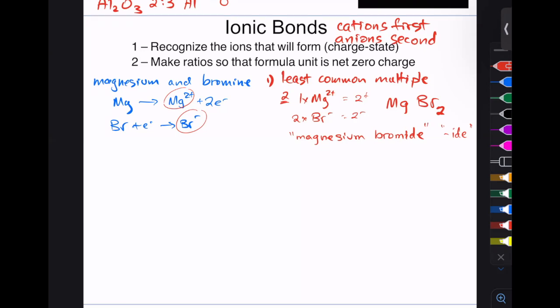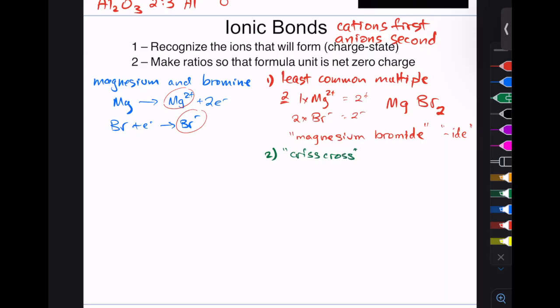The second way to do this is a shortcut. And once you understand what the shortcut is shorting, it makes sense. I don't have a problem with you using shortcuts, but I do want you to understand what is the process that you're shortcutting. The shortcut is sometimes called the crisscross method, but it really uses the same skills.